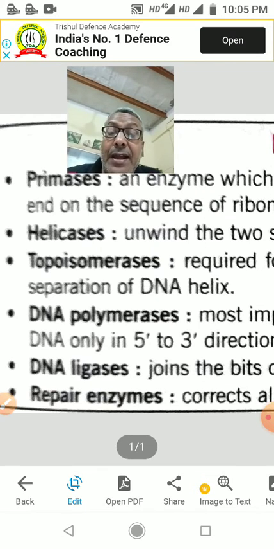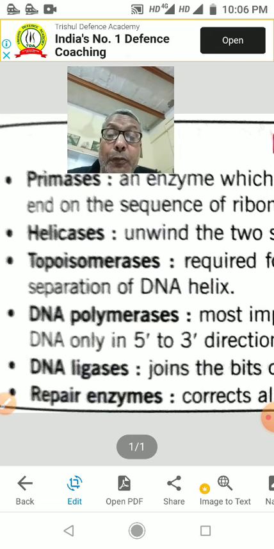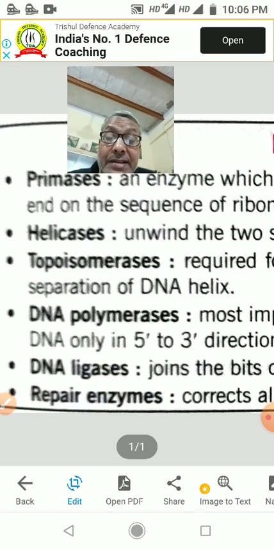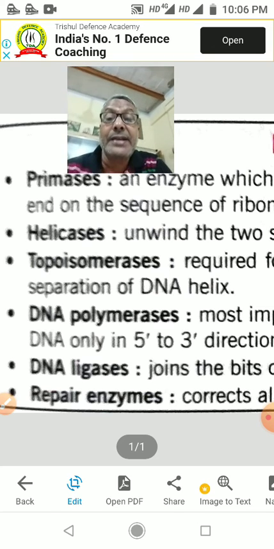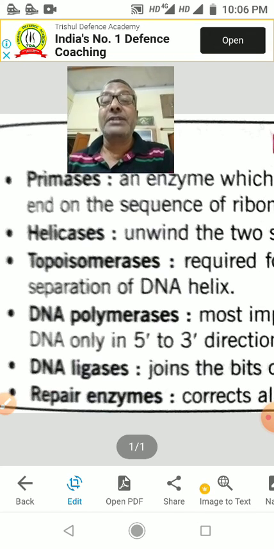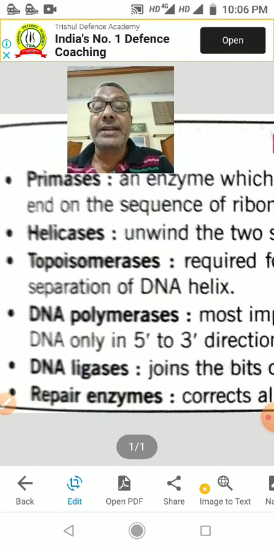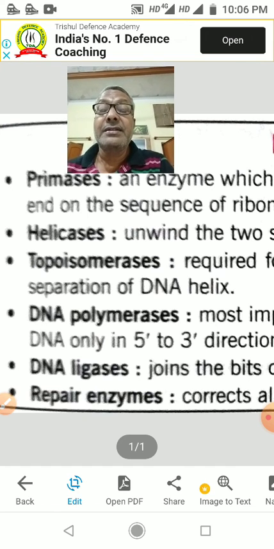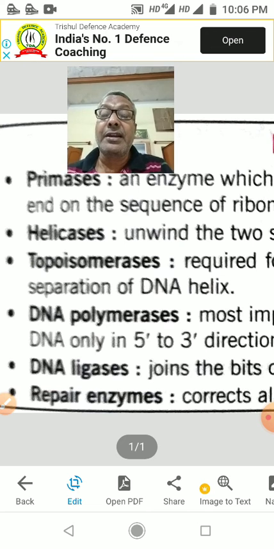So children, I told you here about the different enzymes which are involved in DNA replication. So you learned the enzymes primase, helicase, topoisomerase, DNA polymerase, DNA ligase, and repair enzyme. And you have to understand what the role of these enzymes is and how they are helping in DNA replication.